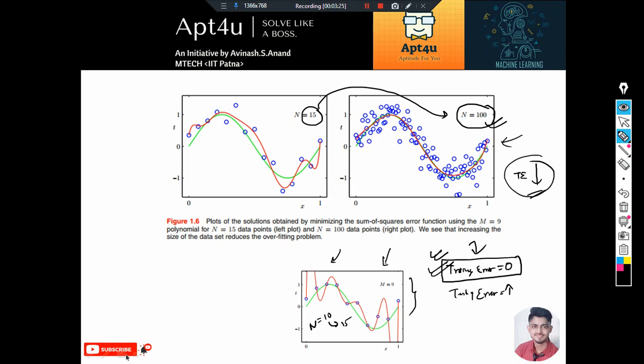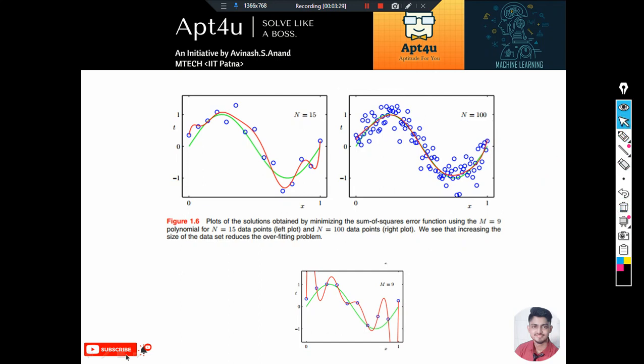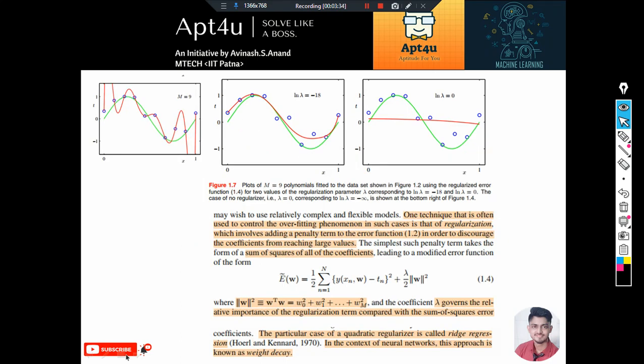So another technique that we are going to discuss in this video is how to control overfitting using regularization. In order to introduce you to regularization, let us first of all see what regularization actually is.